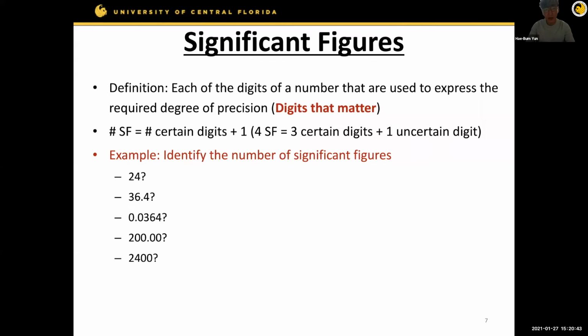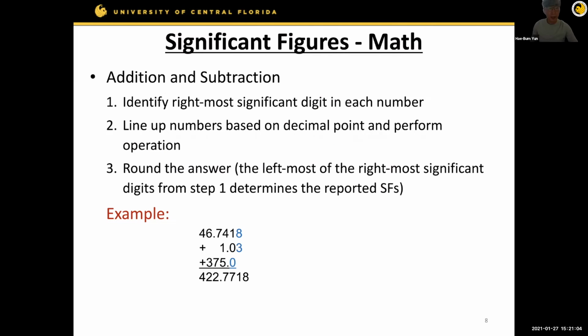So here are some examples. We have 24 and 36.4, 0.0364, and so on. Then the question is, identify the number of significant figures. So the first one, what do you think about 24?